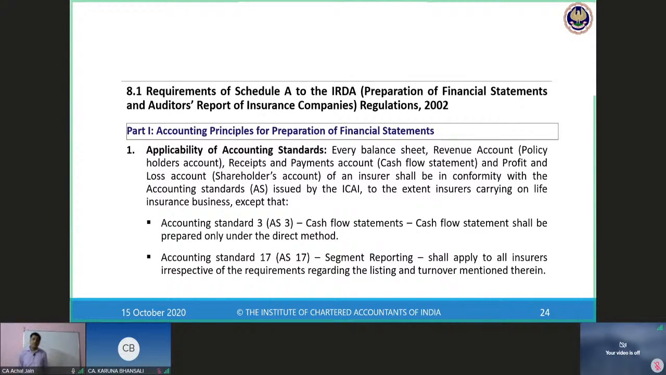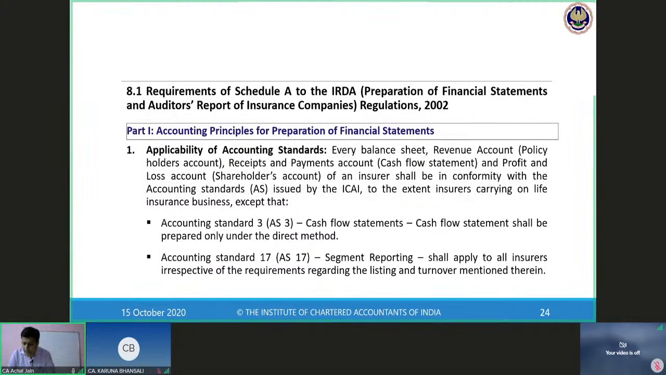And all of these insurance companies are still not required to follow Ind AS. So Ind AS is something which has been deferred for all of these insurance companies as of now. And there's no clarity as to when Ind AS will become applicable to all of these insurance companies, or maybe some of these insurance companies. So that is still in process, yet to be clarified. So currently we understand that accounting standards will continue to remain applicable on all the insurance companies with certain exceptions.